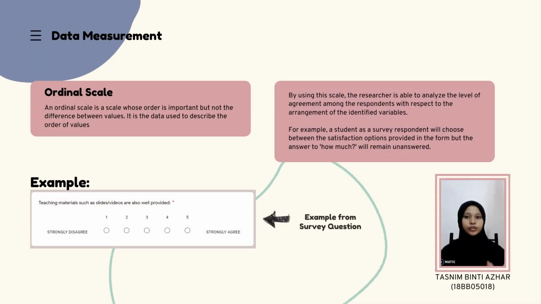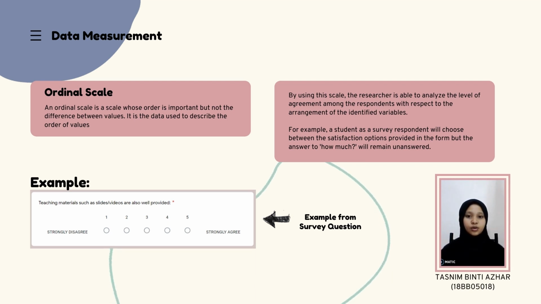The second point is the ordinal scale. An ordinal scale is a scale whose order is important but not the difference between values. It is the data used to describe the order of values. For example, a student as a survey respondent will choose between the satisfaction options provided in the form, but the answer to how much, or the correct answer, will remain unanswered.